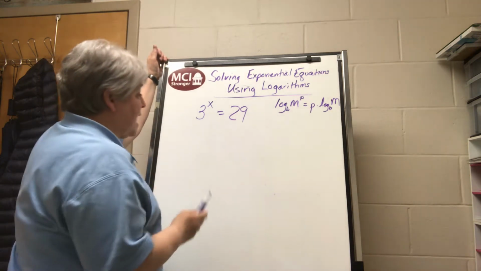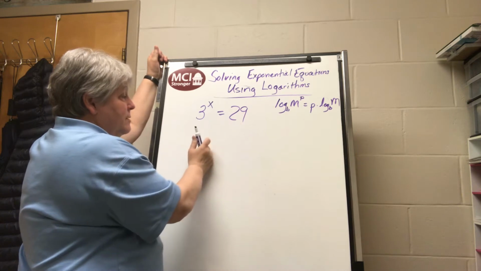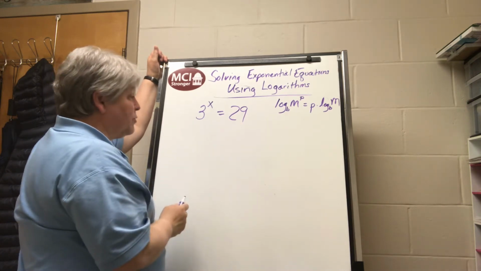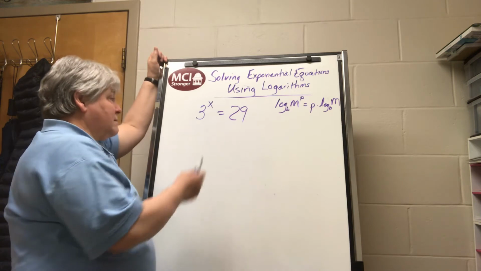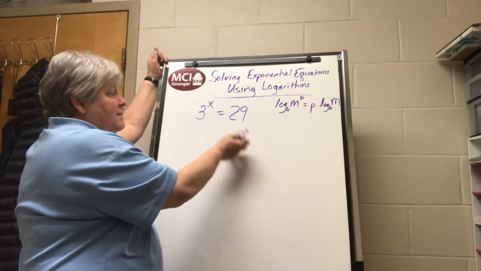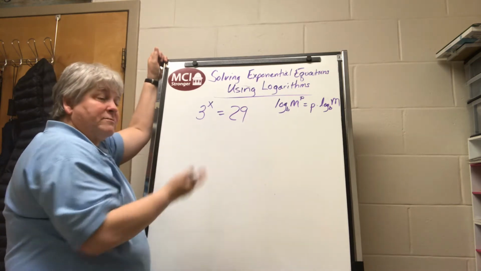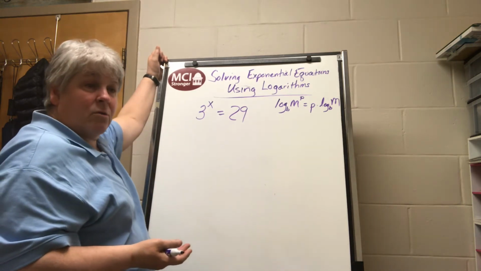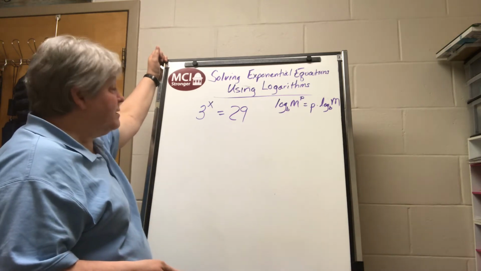Now, I'm allowed to take the log of two equal quantities. I'm able to take the log of both sides, so long as I'm choosing the same base. So I could take the log to base 3 of both sides, I could take the log to base 17 of both sides, I could take the log to base 10 of both sides, or the log to base e of both sides. It doesn't matter.